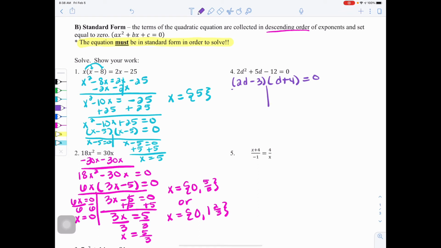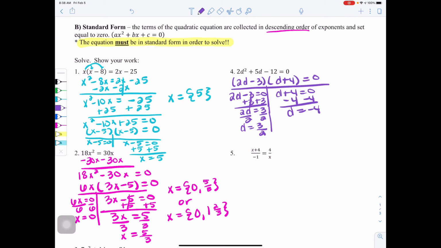So then we will t time. This is the time when we take each factor and set it equal to 0. And then we will solve each equation. Here I'd have to add 3 first to get 2d equals 3, and then divide each side by 2 to get d equals 3 halves. On the other side, I'd have to subtract 4 to get d by itself, so d is -4. So we have d equals -4 and 3 halves. Or of course, you could write d equals -4 and 1 1/2 if you'd prefer.